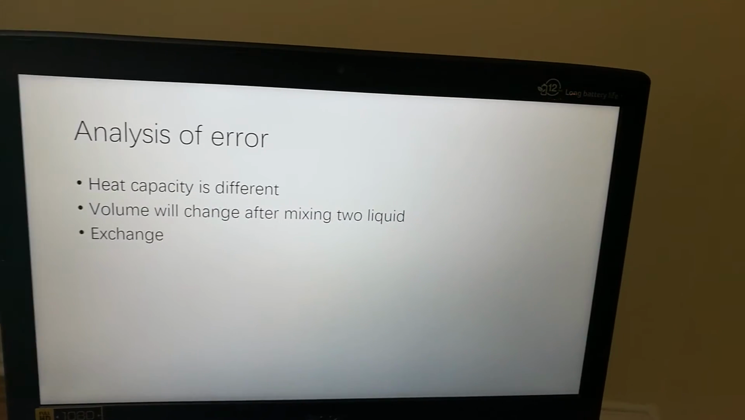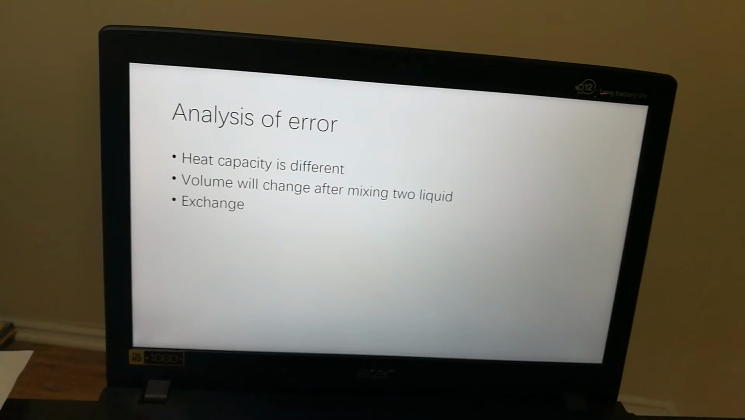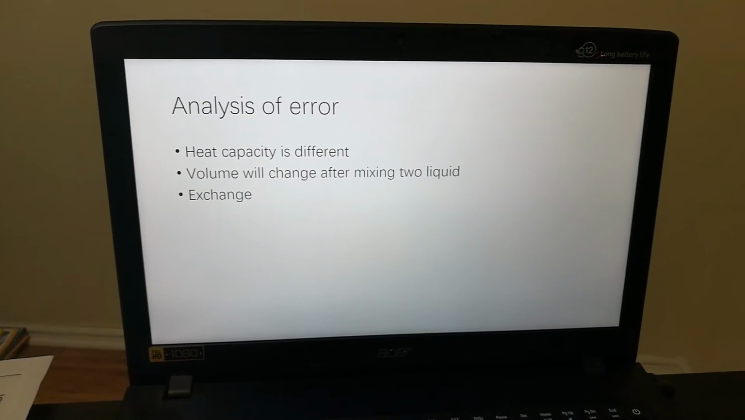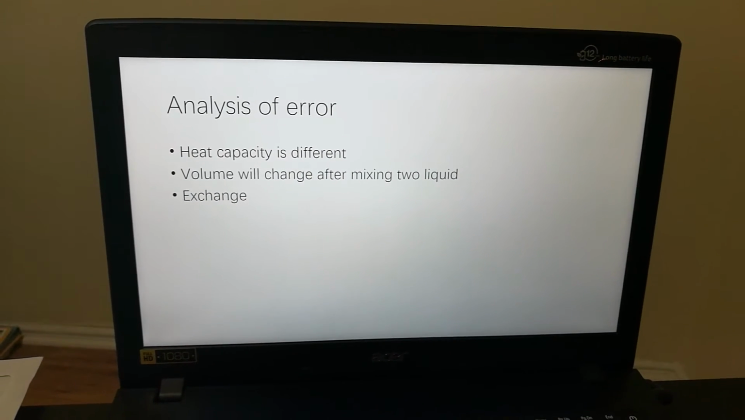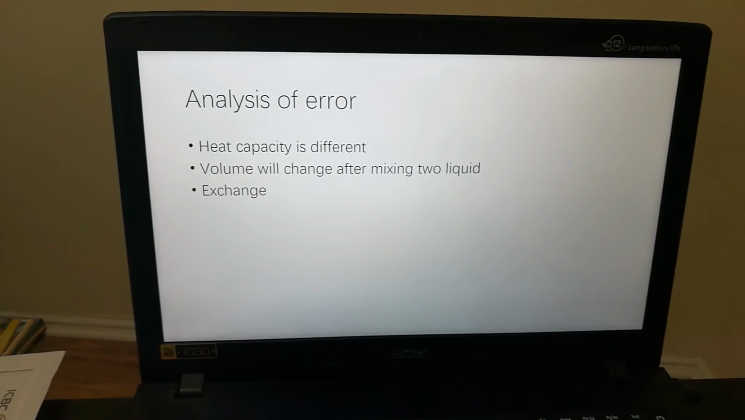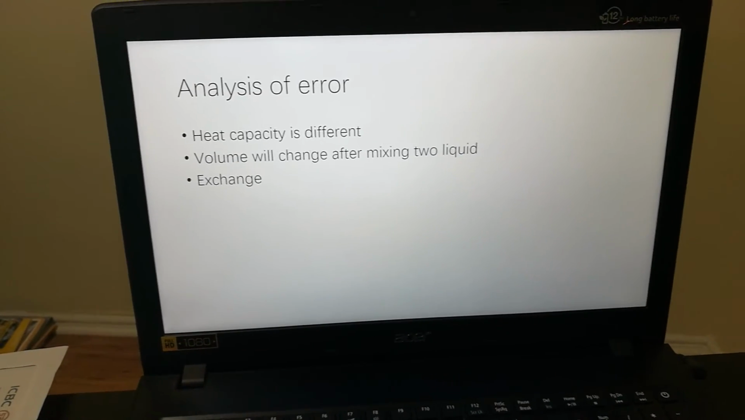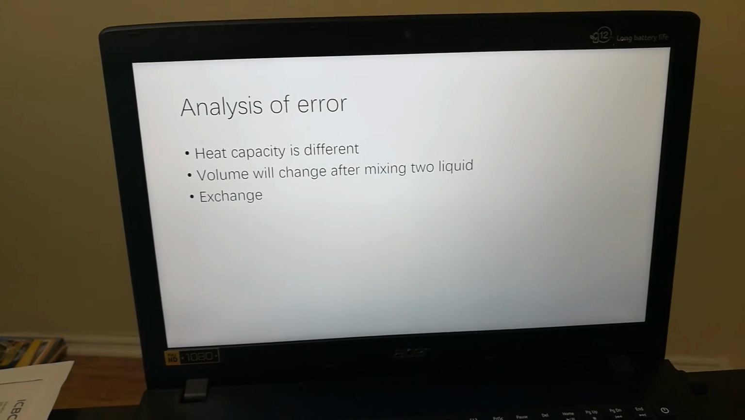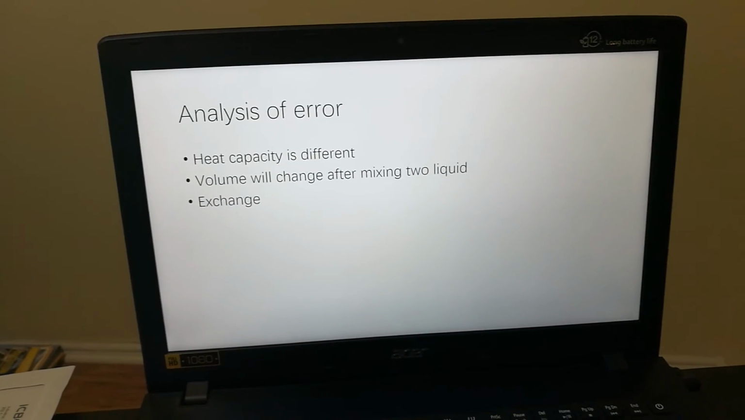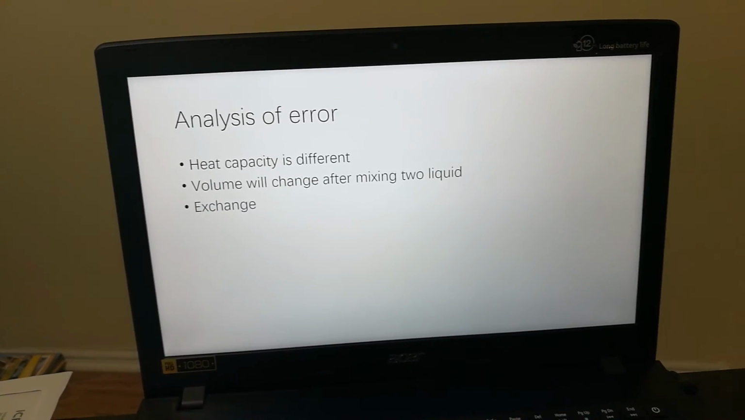Analysis of error. Heat capacity is different because we consider the heat capacity of the solution equal to the heat capacity of water, there's some error because the solution doesn't have the same capacity as water. Second, volume will change after mixing two liquids. We consider the volume to be the sum of the two liquids, but actually when we mix them, the volume will be smaller. And the third one is the exchange between the system and the external world, because the calorimeter can't prevent the exchange. There's a little exchange.